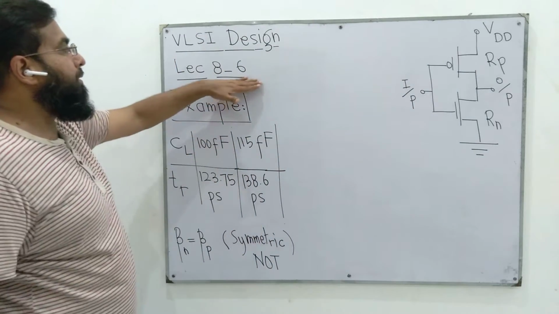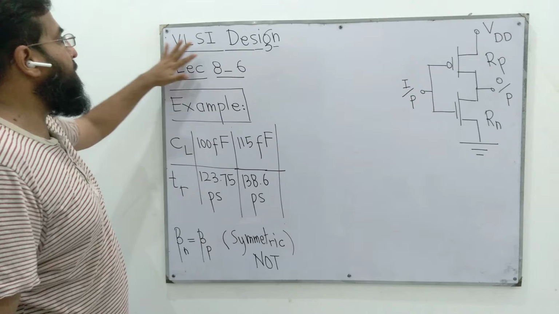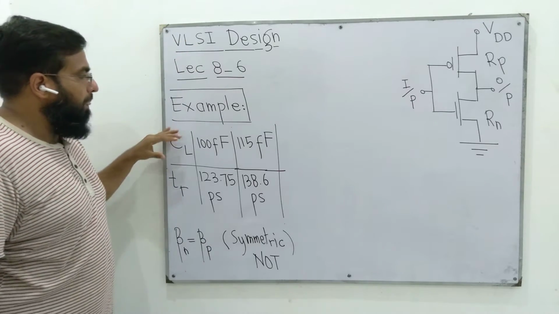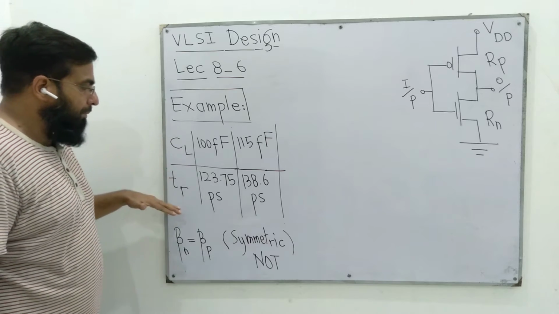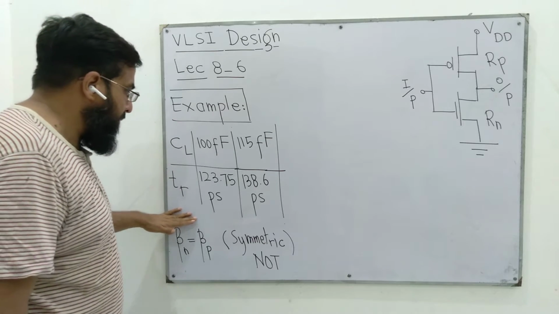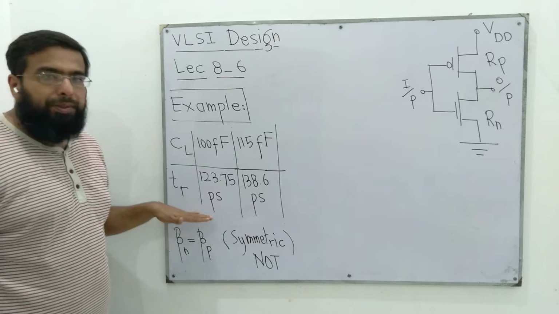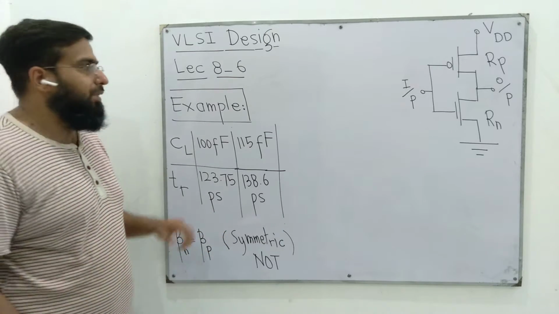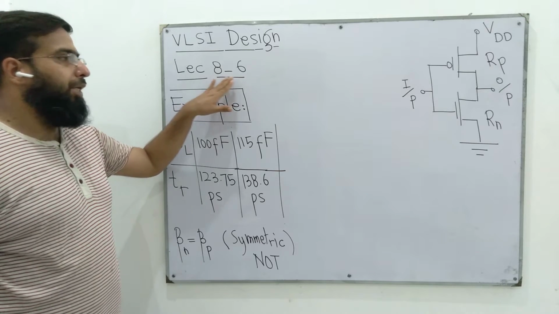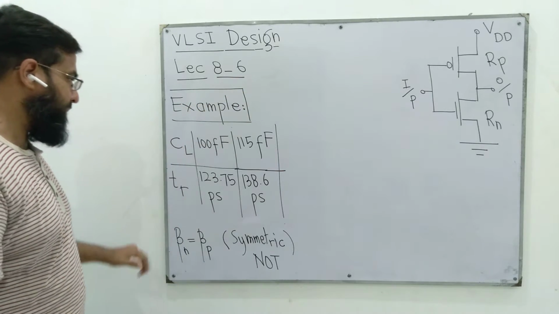Welcome to lecture 8-6. We're studying VLSI design. Today we'll solve an example related to rise and fall time delays, and this example will also include the effect of scaling, small m, that we have been discussing from lecture 8.1 to 8.5.